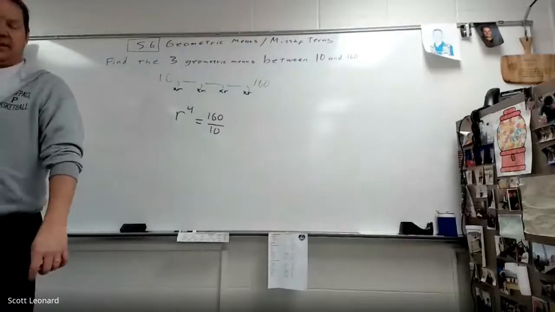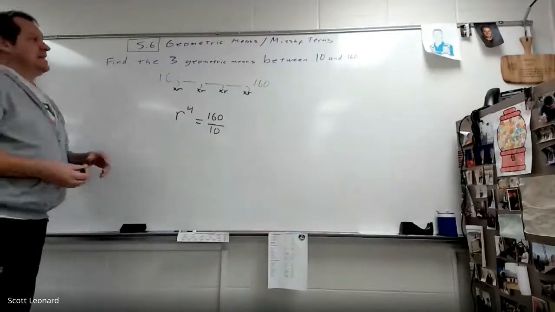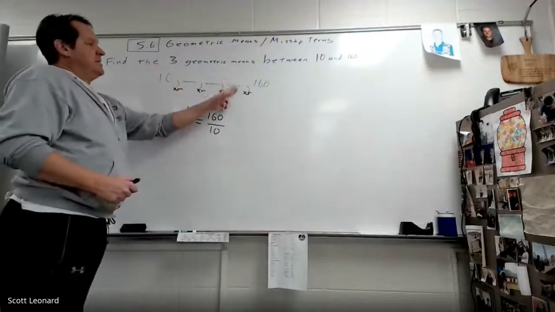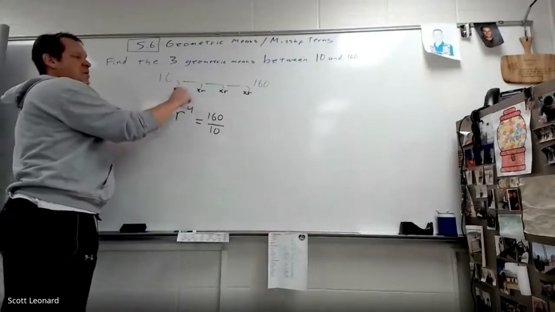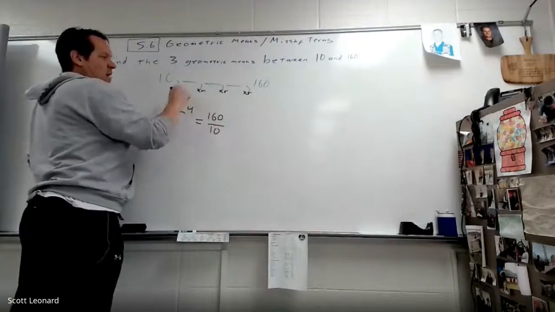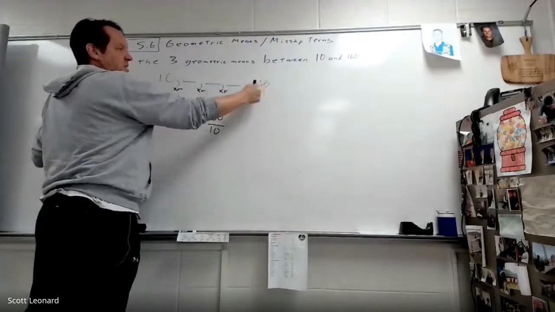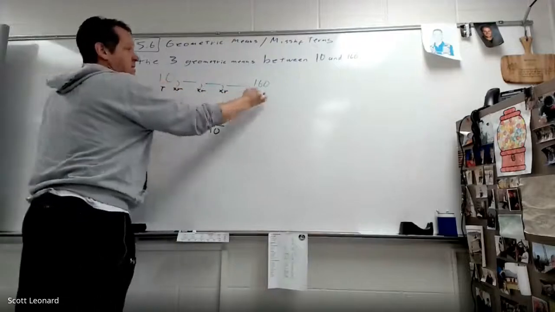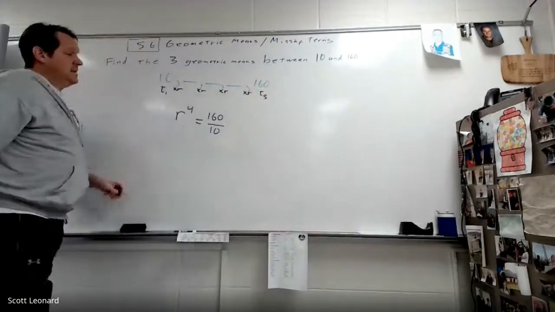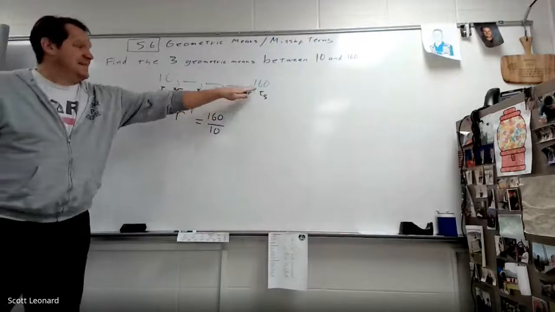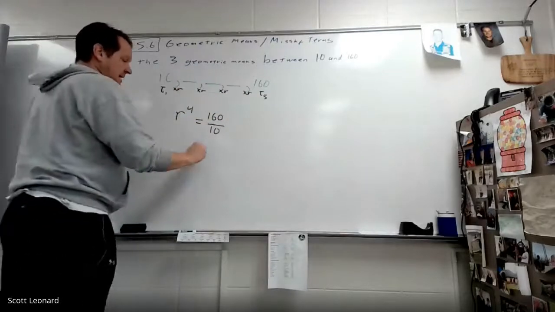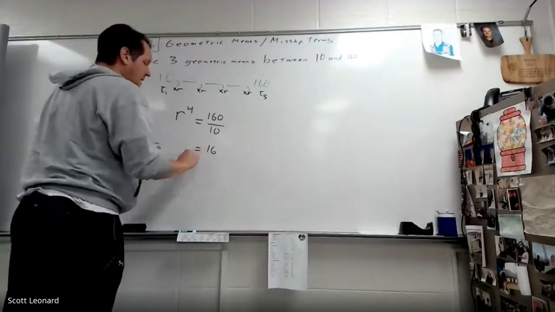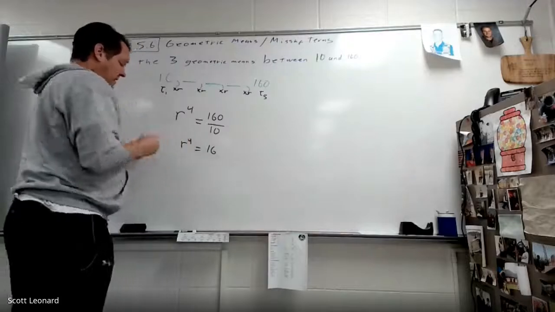Okay. Good deal. So once again, we have 3 geometric means that are missing. It's going to take us 4 R values to get there. Multiplying by R 4 times to get to this 5th term. All right, this would be like T1 in our problem. This would be T5. All right, so now I'm going to take that 160 and divide it by 10. I'm going to get 16. All right, R to the 4th.